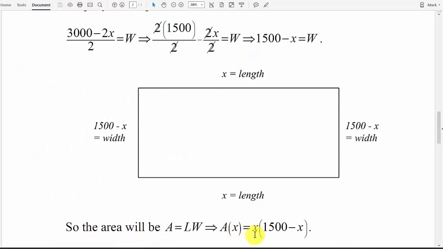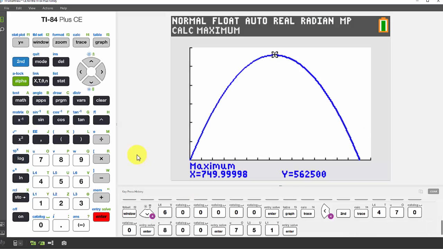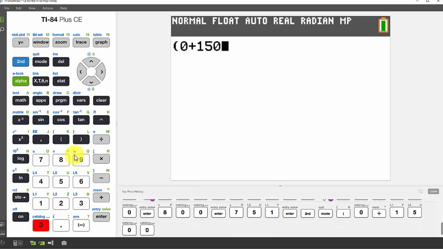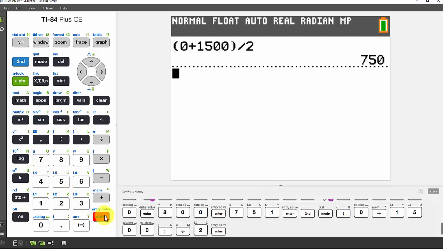And as we said, this function has a root at 0 and a root at 1500. And the vertex is always halfway between those. And so if you were to average those two roots, that's where the vertex is. Take a look. So you can say 0 plus 1500. And that's one way of finding the vertex.